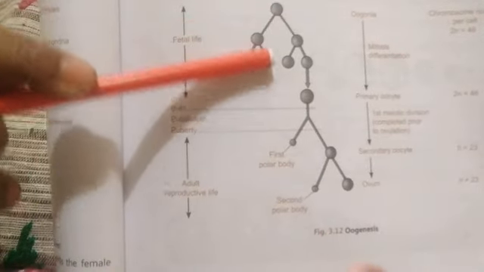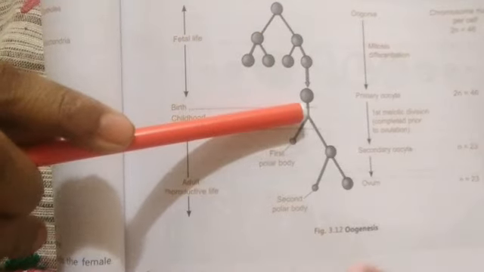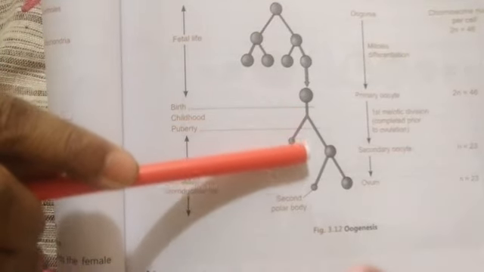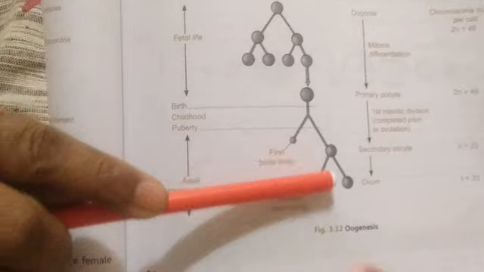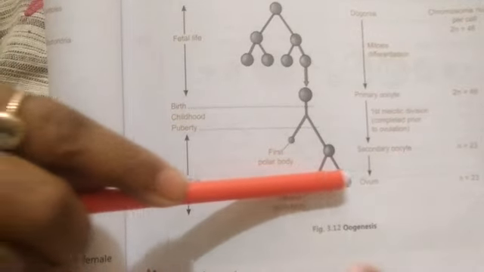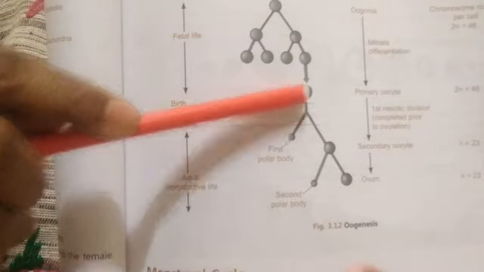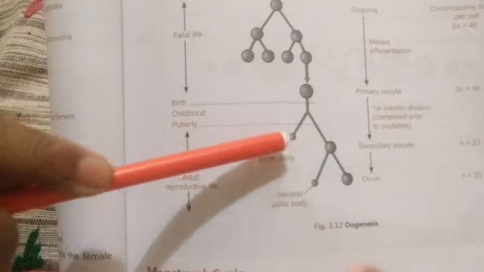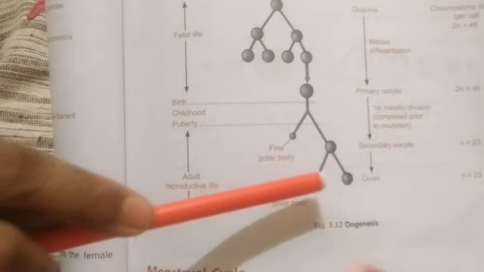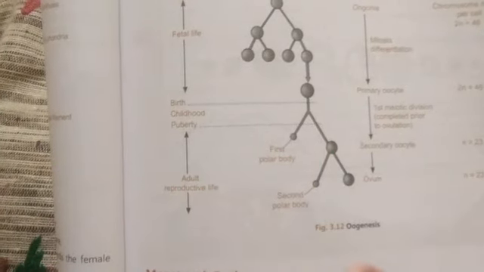This part occurs in the fetal stage, and this occurs after the onset of puberty, and this phase occurs after the entry of the sperm. Clear? So these are the diploid cells. This is also a diploid cell. This is a haploid cell. This is also a haploid cell. This is also a haploid cell.